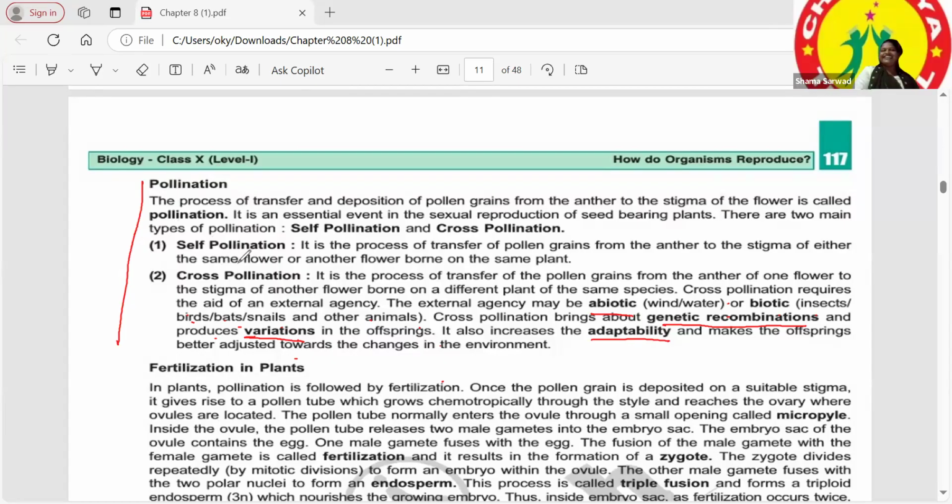Okay. Fine. So note this down. Make a question also: write a short note on pollination.